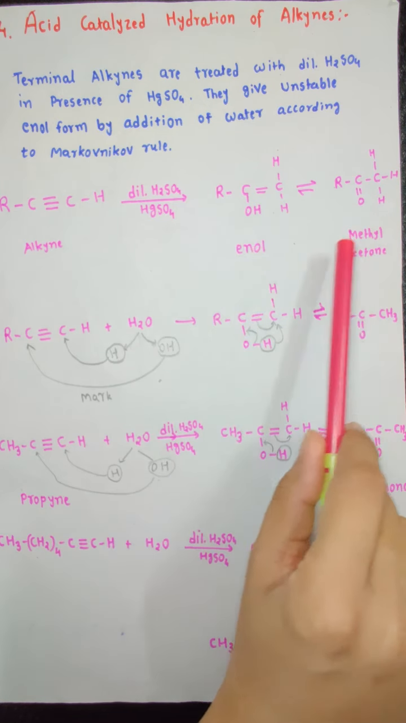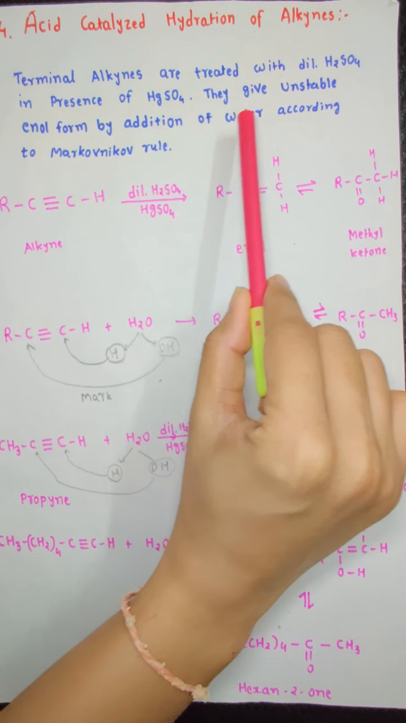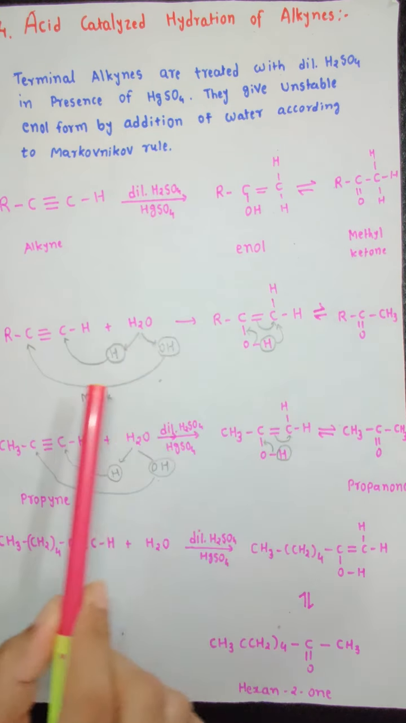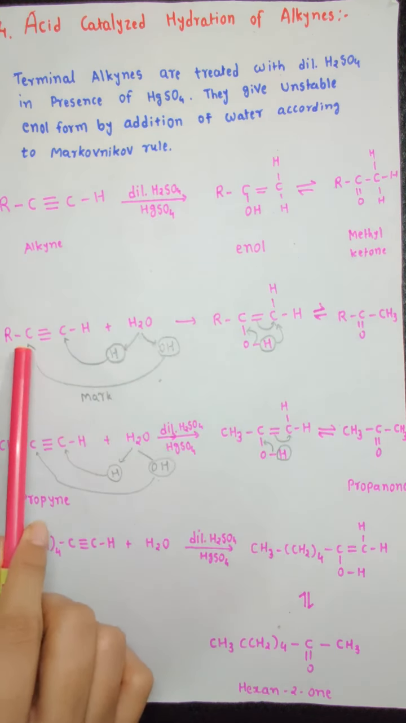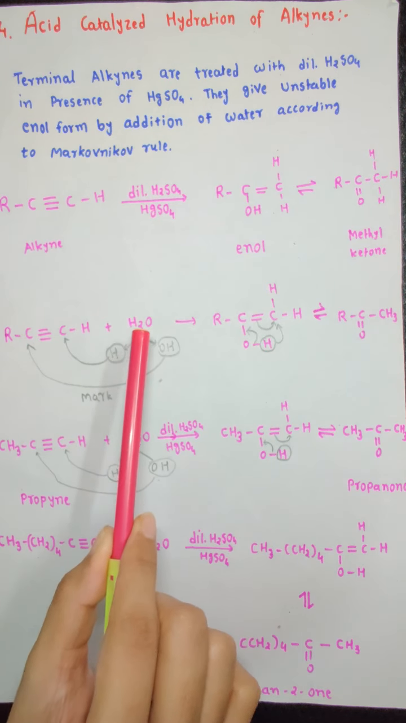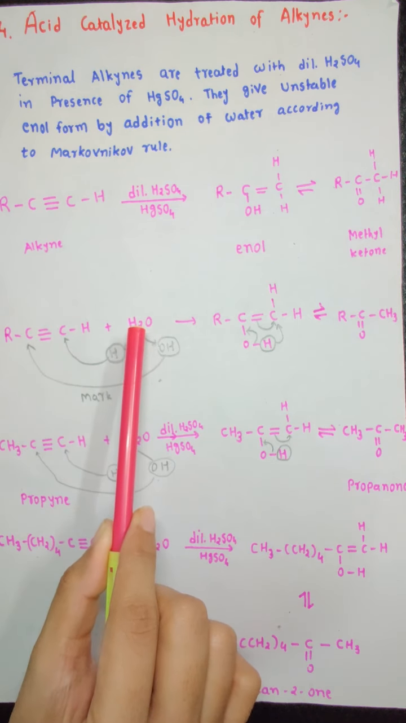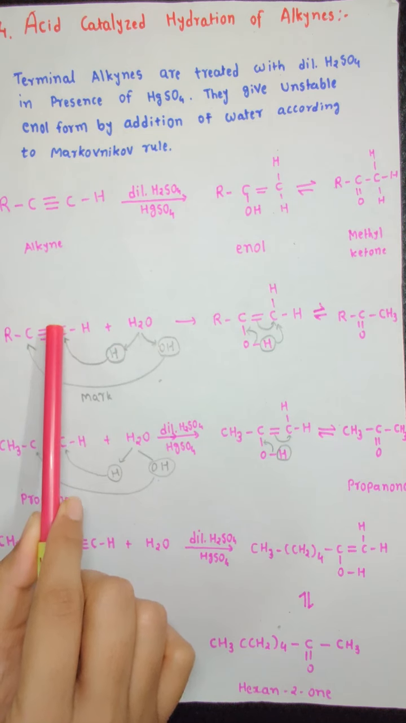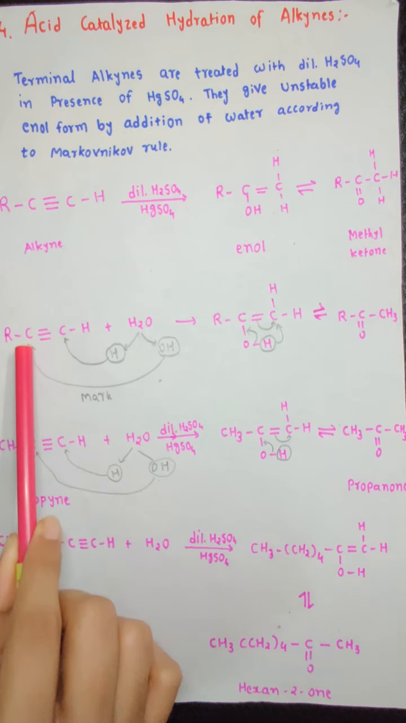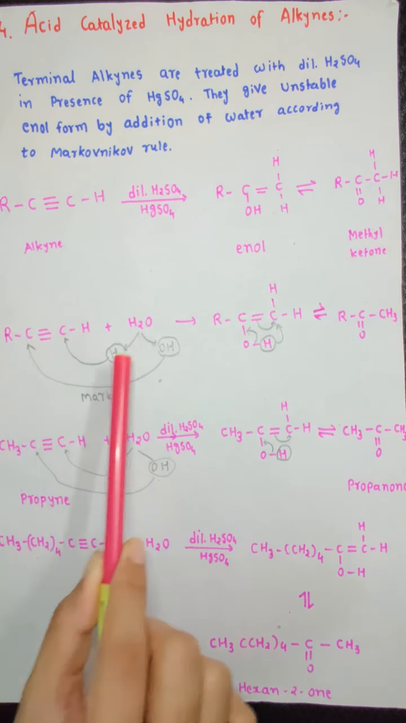Let us see. See, once again I have written the same terminal alkyne, RC triple bond CH plus water. As I told you earlier, it undergoes addition of water according to Markovnikov rule. Now you know that Markovnikov rule states हाइड्रोजन कहाँ पे जाएगा? जहाँ पे ऑलरेडी ज़्यादा हाइड्रोजन है. So rich becomes rich. So this hydrogen will go to this carbon atom and this OH will go to this carbon atom. And this is how addition of water will occur. So we will get this particular product.